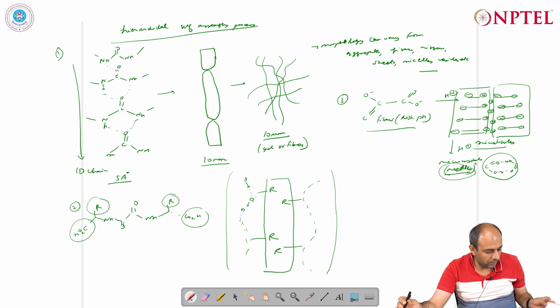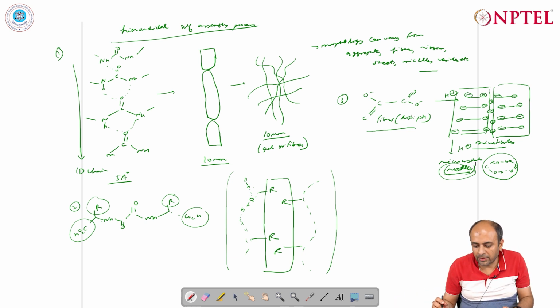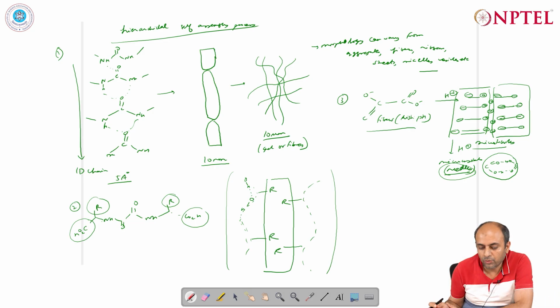So these are some of the most important processes which take place when we have gel-like substances, and this gives rise to very fascinating applications of gels. So with this we come to the conclusion of this lecture, and I hope you will be able to appreciate the gel state, the liquid crystal state, and so on and so forth.